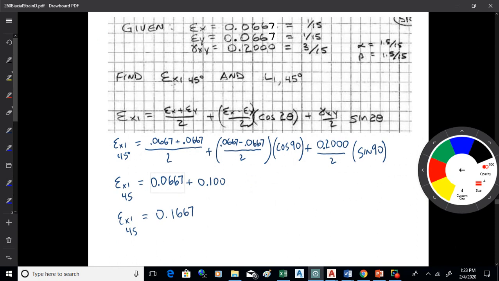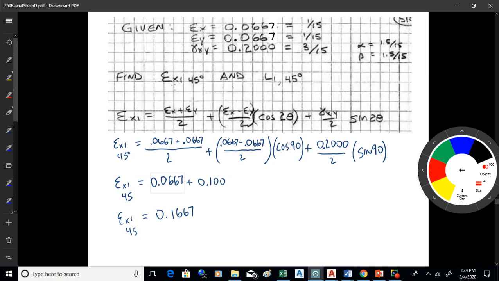So I'm going to plug those numbers in, and I run the numbers, and what I get is the strain on the 45 degree angle. Keep in mind that the reference plane for strain, normal strain, or any kind of strain, is the horizontal plane. So this would get us to our diagonal that runs diagonally across that box. And when I plug in 0.0667 for epsilon x, 0.0667 for epsilon y, and 0.2 for gamma xy, and a 45 degree angle, what I get is 0.1667. Okay? So that's what this model predicts the strain will be at 45 degrees.